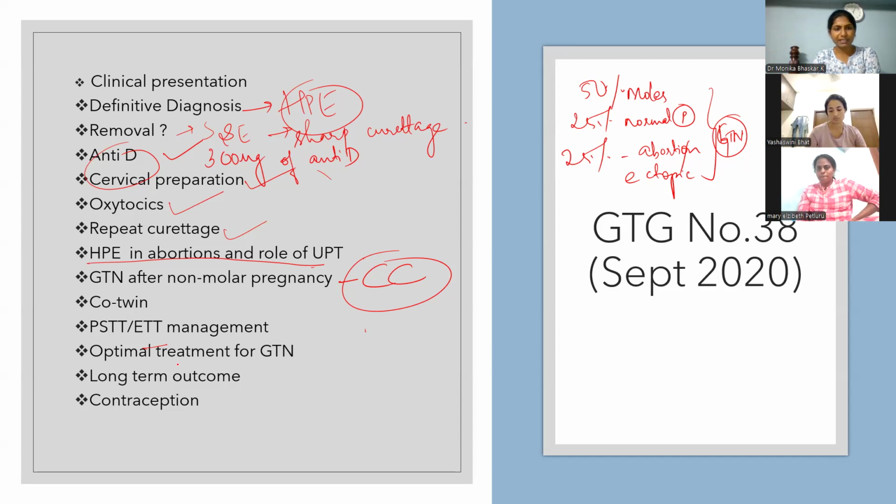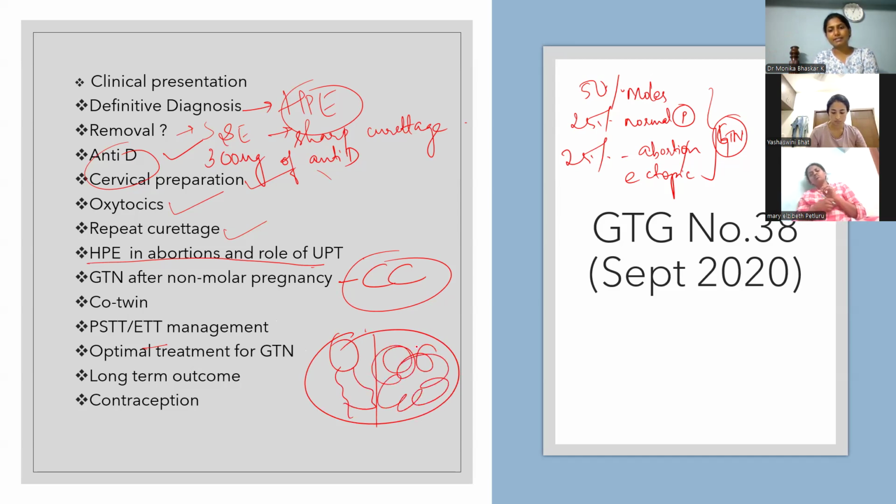What about co-twin? So there are two sacs. One sac has a normal fetus and one sac has the molar pregnancy. So what will you do? How will you diagnose? The incidence is very rare, 1 in 20,000 to 1 in 1 lakh. So that is the very rare possibility where one twin has the normal fetus and one twin has the molar pregnancy. So how will you diagnose?